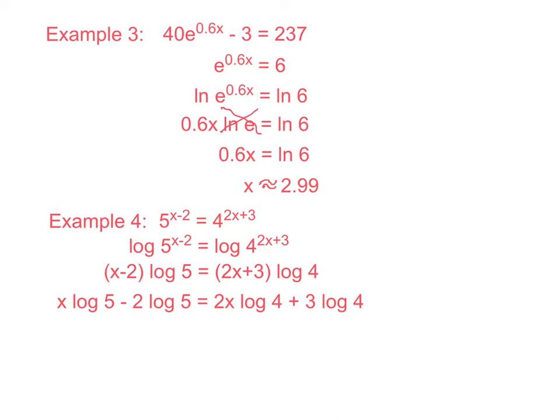So we've got this term right here has an x in it, and this term right here has an x in it. If we combine those on one side and move the other terms over to the right, we can factor out the x and solve for x. So our steps would look like this. So now we have x log 5 - 2x log 4 is equal to 2 log 5 + 3 log 4. Okay, if I factor out the x and divide both sides, I would end up with my final result.